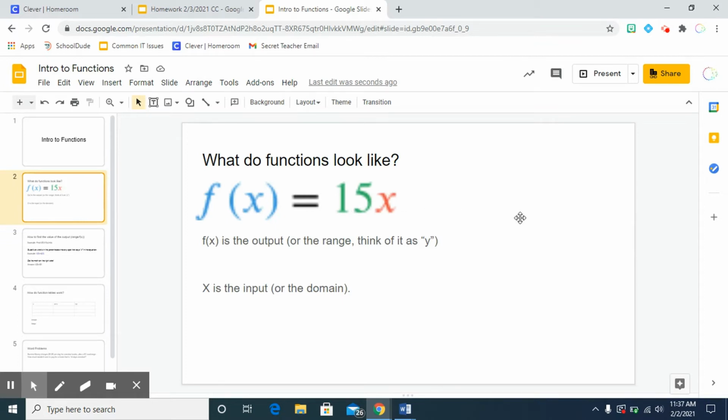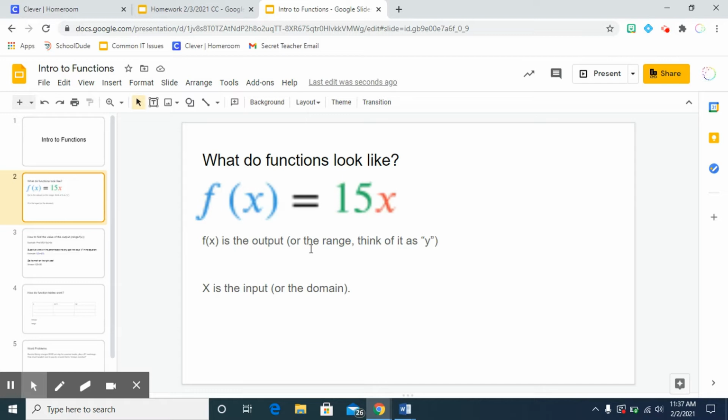So first, what do functions look like? A function is going to have three main components. You're going to have this thing that we call f of x. You're going to have your coefficient, and you're going to have an x. So f of x is called the output. We also call it the range, but you can think of it as y.